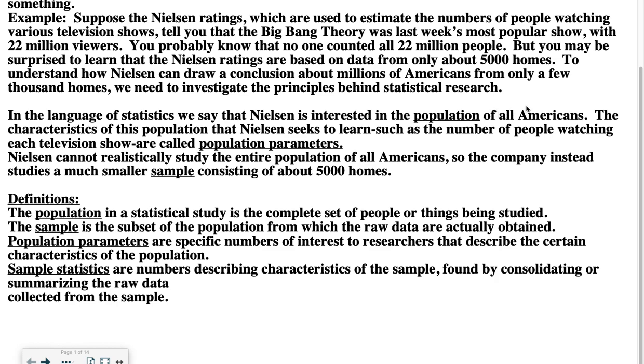In the language of statistics, we see that Nielsen is interested in the population of all Americans. It doesn't matter gender, race, ethnicity, all Americans. The characteristic of the population that they want to learn about is the number of people watching a television show, and this is called a population parameter. We're looking at a very small or specific piece of all Americans, and that can be a bunch of different things. Nielsen cannot realistically study the entire population, so we look at a sample, which would be 5,000 homes. So we're going to break this down into different pieces.